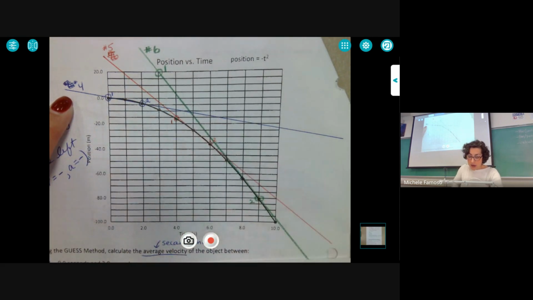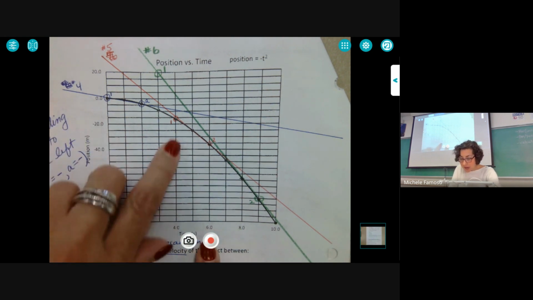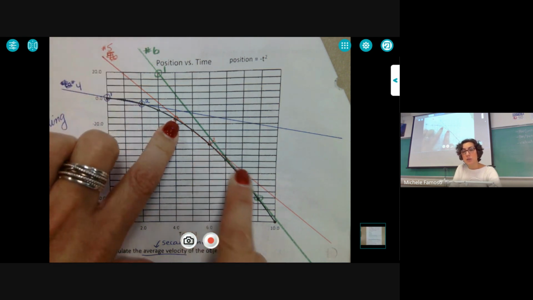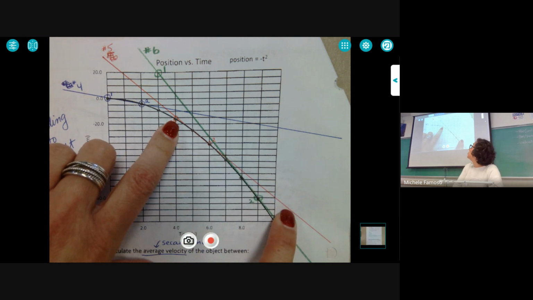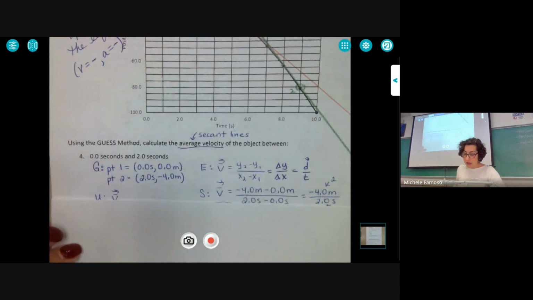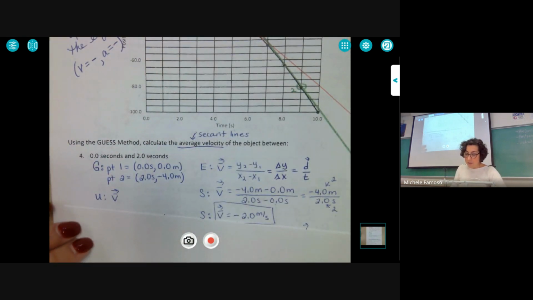And then in number 5, we were asked to do it between 4 and 6 seconds. So if I look at 4 seconds on the parabola and 6 seconds on the parabola, they're there. I then drew my secant line connecting those two. So my red line on this picture was my secant line. You should have those 2 lines drawn correctly. Then you're going to find 2 points on each line. So I'm going to start with number 4.